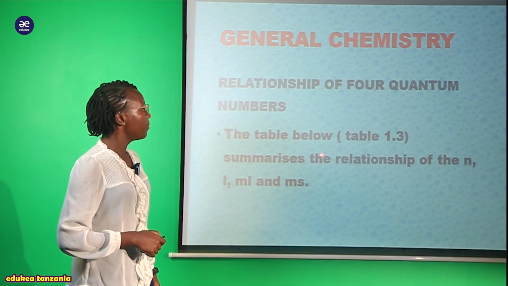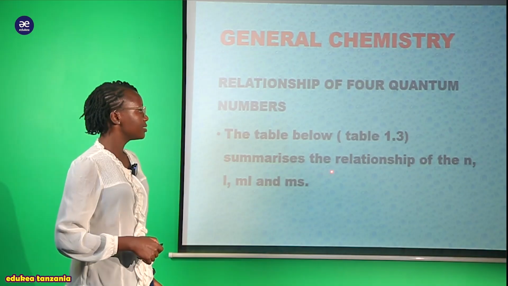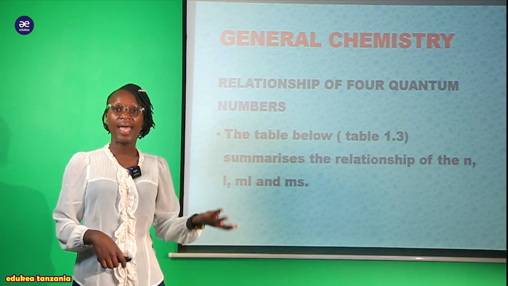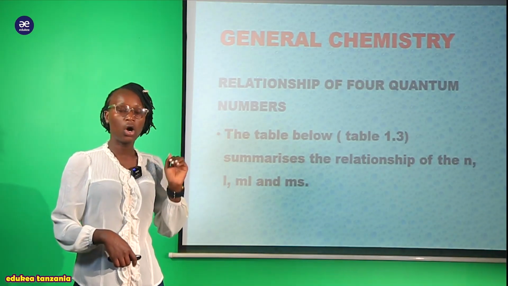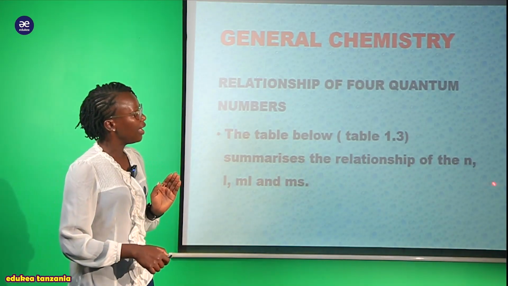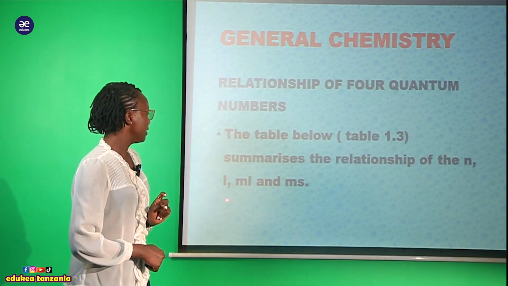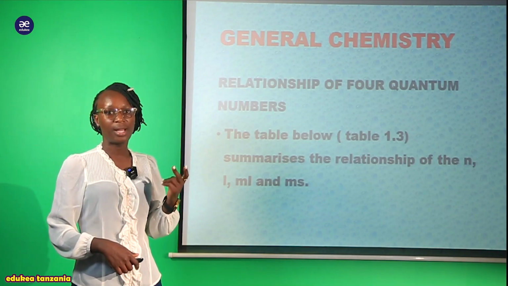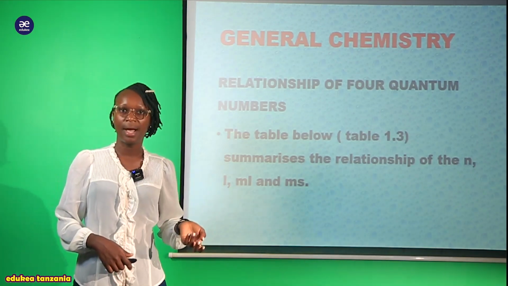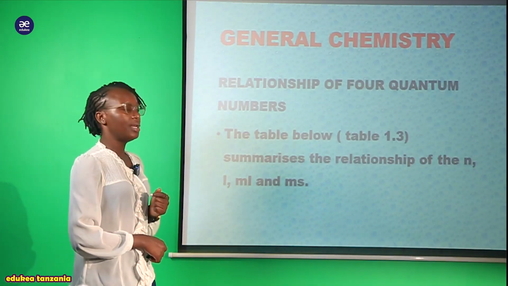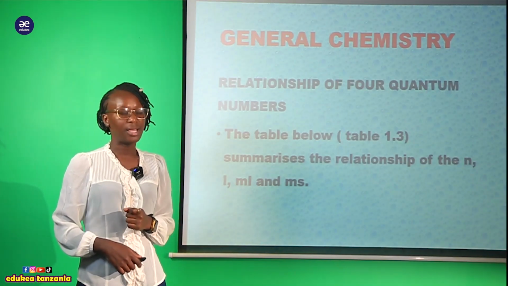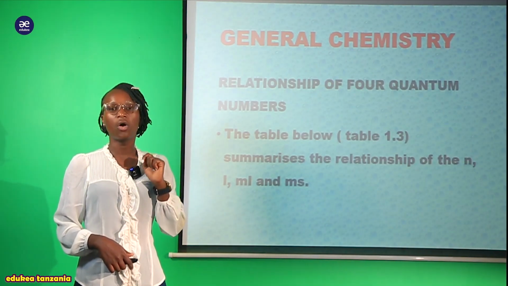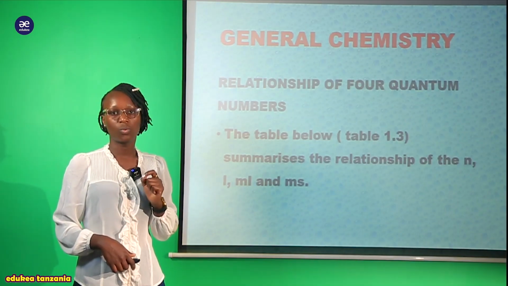So you can see the table below, ambayo ni table 1.3, summarizes the relationship of the N, L, ML, and MS. When I'm talking about N, L, ML, and MS, I hope you know what I'm talking about. N represents the principal quantum number, and L represents the orbital angular momentum quantum number, or azimuthal quantum number, or subsidiary quantum number, or whatever. Lakini ML, it represents the magnetic quantum number. And the last one, which is MS, this is what we call the electron spin quantum number.